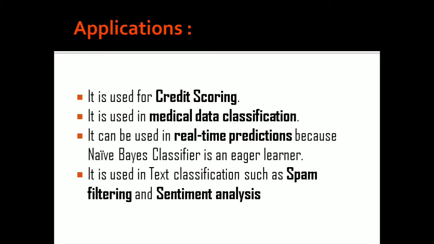It is used in text classification, as I told you before, such as spam filtering or sentiment analysis to find out the sentiments from Twitter or any other source, or to find out the fake user, or the spam user, or to find out the spam email. In such types of tasks, we can use the Naive Bayes classifier. So these were some of the applications of the Naive Bayes algorithm.